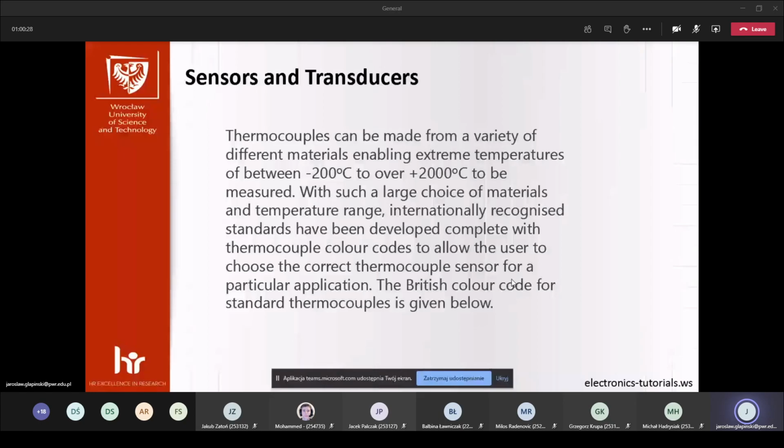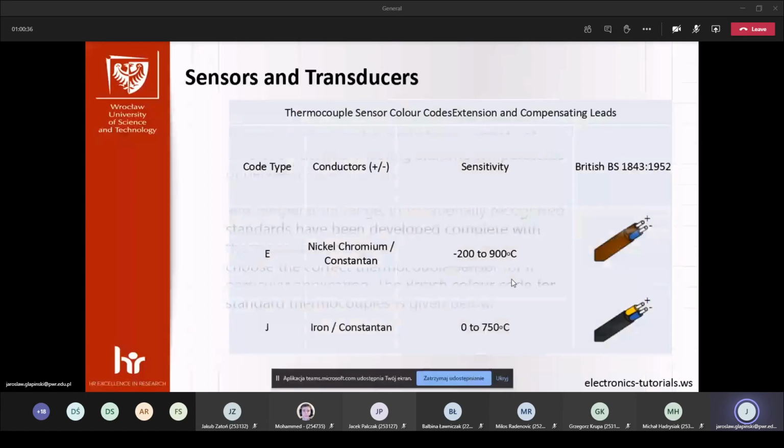Okay, so as I said, we can use different materials, different metals. So we have to classify them. We can classify the thermocouple by the color. If you find something which is brown, it is nickel, chromium, and constantan, and this is the A type of thermocouple. This is the sensitivity. This is the range of the temperature we can measure.